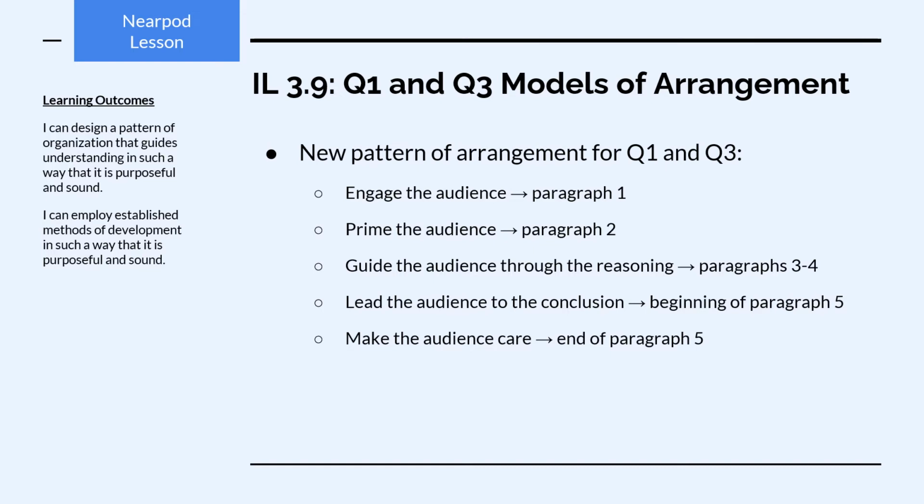This time, however, paragraph 2, the beginning of our body, we're going to devote to priming the audience. And we'll get into more of what that means in a moment. Paragraphs 3 and 4 are still going to be guiding the audience through our supporting reasoning. The beginning of paragraph 5 will be devoted to leading the audience to the conclusion. And then finally, we'll continue paragraph 5 and conclude the essay by making the audience care.